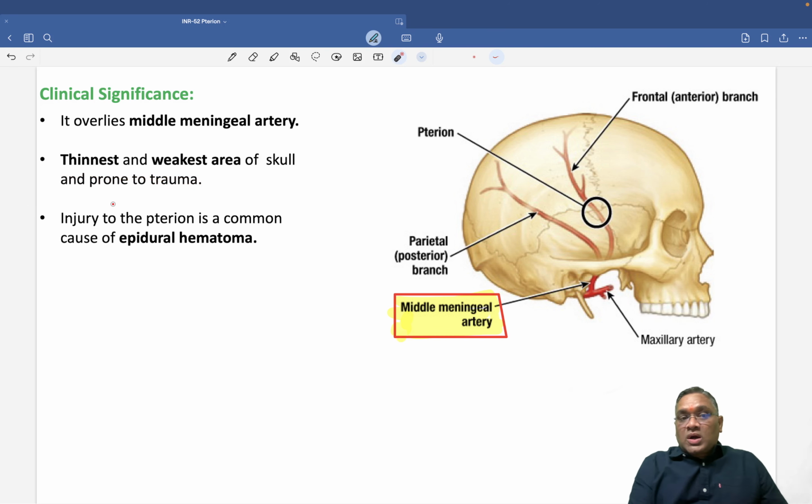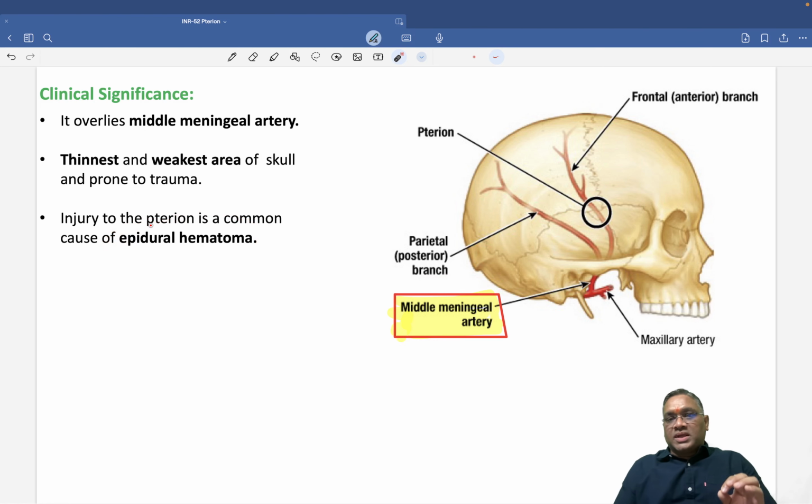So what will happen? Because of trauma, this will be fractured easily, right? As a result, there is a rupture of the middle meningeal artery and this will cause epidural hematoma or epidural hemorrhage. So because of middle meningeal artery rupture, they will have epidural hemorrhages.